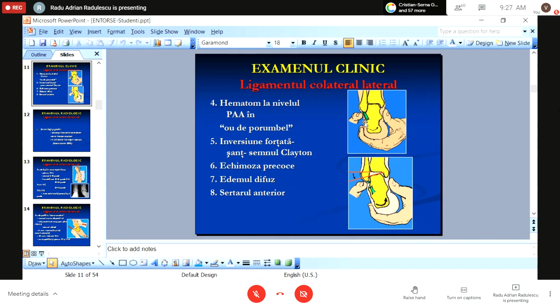By palpation, so the next step of the physical examination will be the palpation.